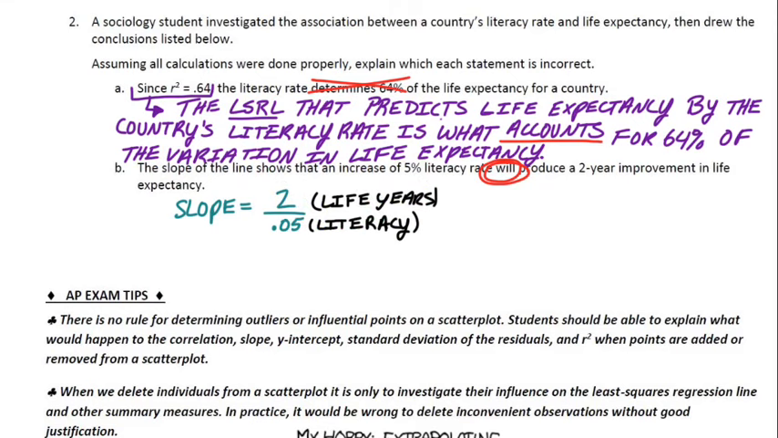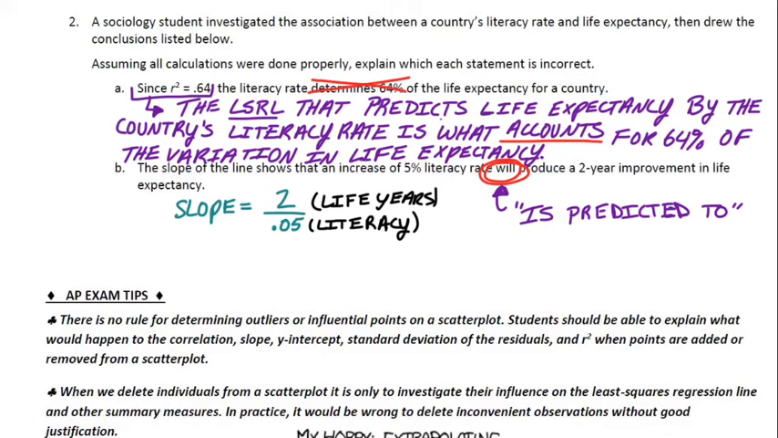The issue with this problem is that it says it will, right? And we saw this earlier. If we say something absolutely will increase, that's not correct. It should actually say is predicted to increase by 2 years. So unless we say it's predicted to or on average, this would lose points by saying for an increase of 5% literacy rate, the life expectancy definitely goes up by 2 years. That's incorrect. We have to say our line predicts it will increase by 2 years.